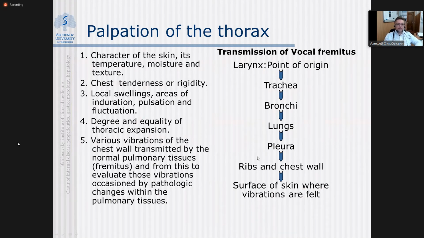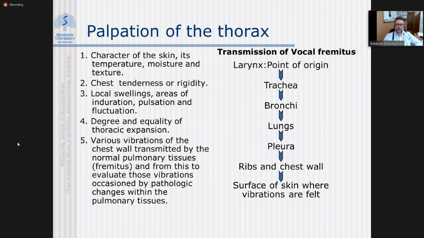Well, after inspection of the chest, we need to proceed to palpation. Definitely don't forget that some features of general examination of the patient may be done within the palpation of the chest, like palpation of the lymph nodes, palpation of the skin, palpation of the breast glands.